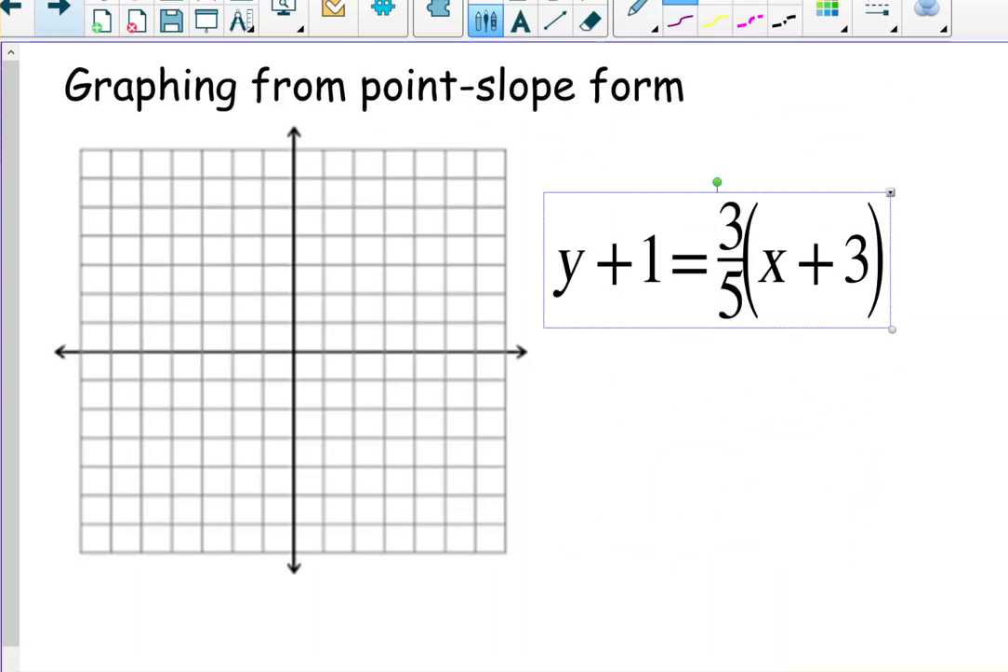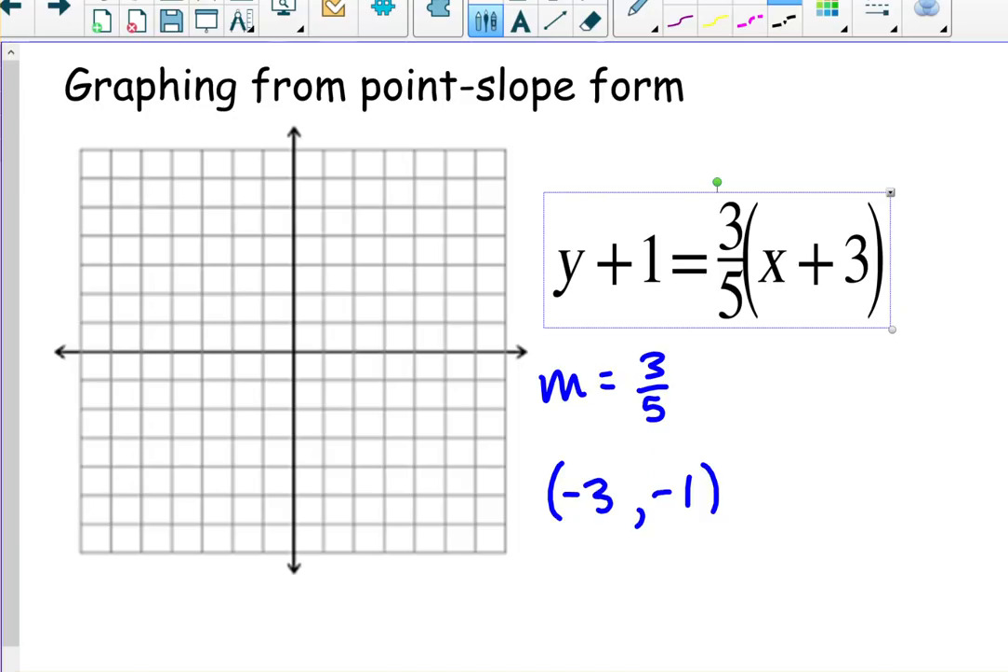Let's go ahead and do one more example. So this is my formula in point slope. The first thing I'm going to do is identify my slope and my coordinate point. My slope is my m, which is the number outside the quantity. So my slope is 3/5. My x and y values have to do with the numbers I see in here and here. I see a positive 3, which means my x coordinate is going to be a negative 3. I see a positive 1, so my y value is going to be a negative 1.